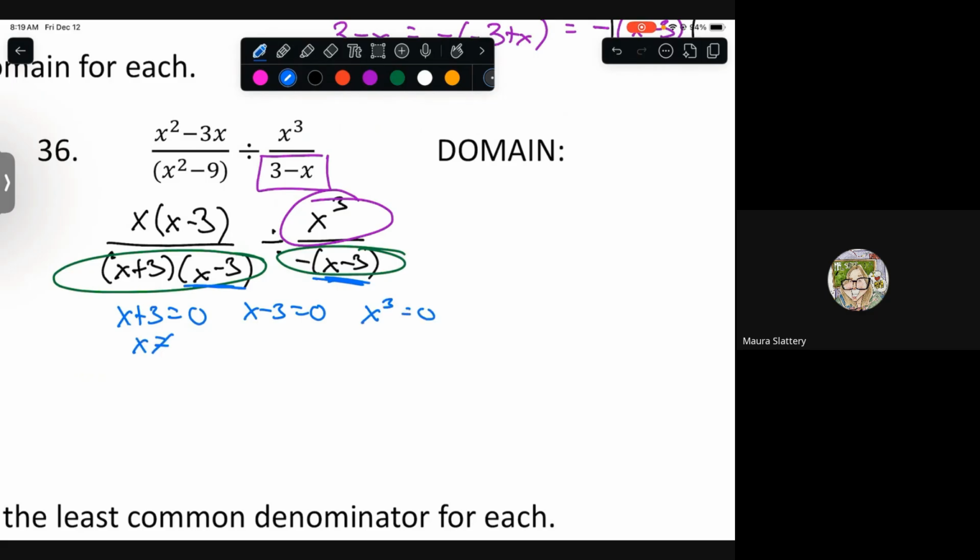So we get that x cannot be equal to -3. x cannot be equal to +3. And the way that you solve this is you take the cube root, so we get that x cannot be equal to 0. So that is our domain: x cannot be equal to -3, x cannot be equal to 3, and x cannot be equal to 0.